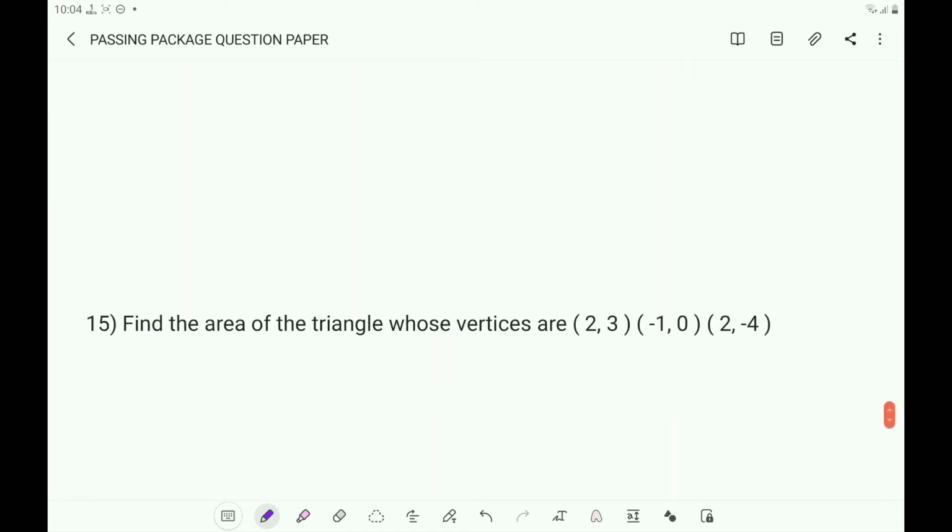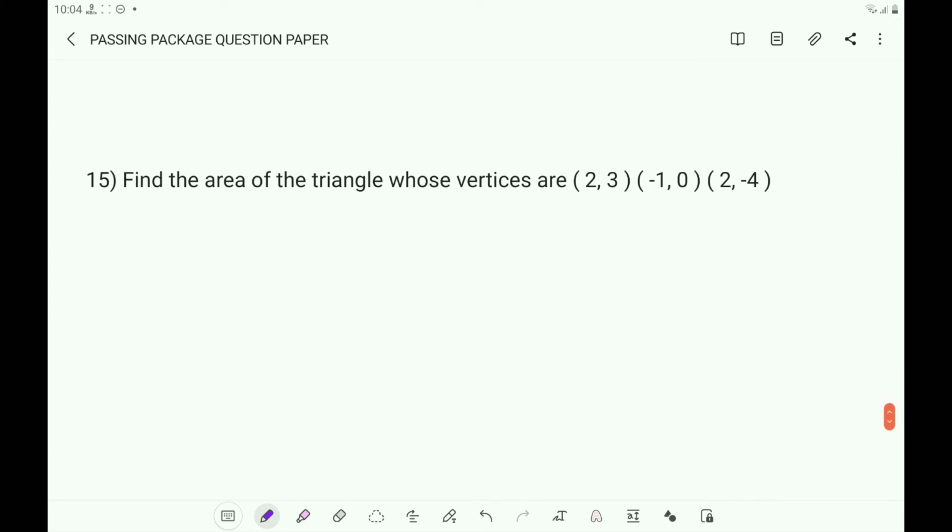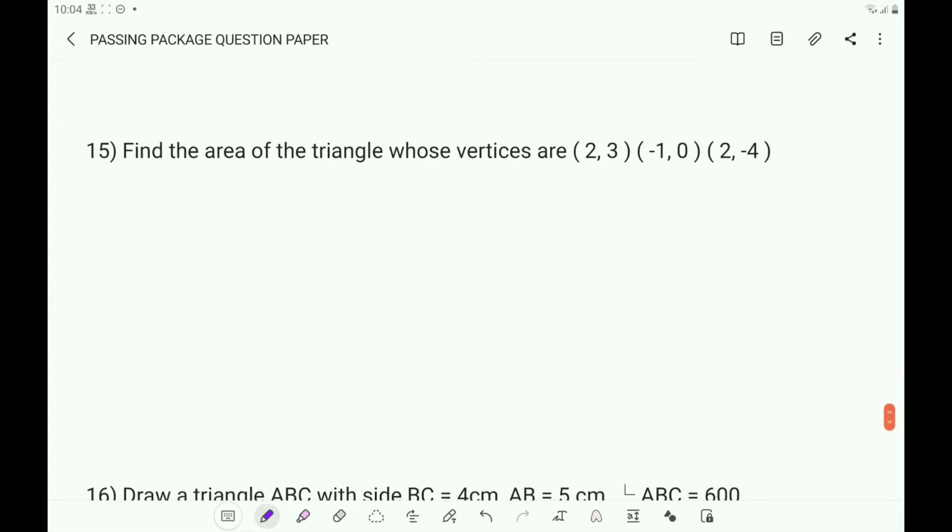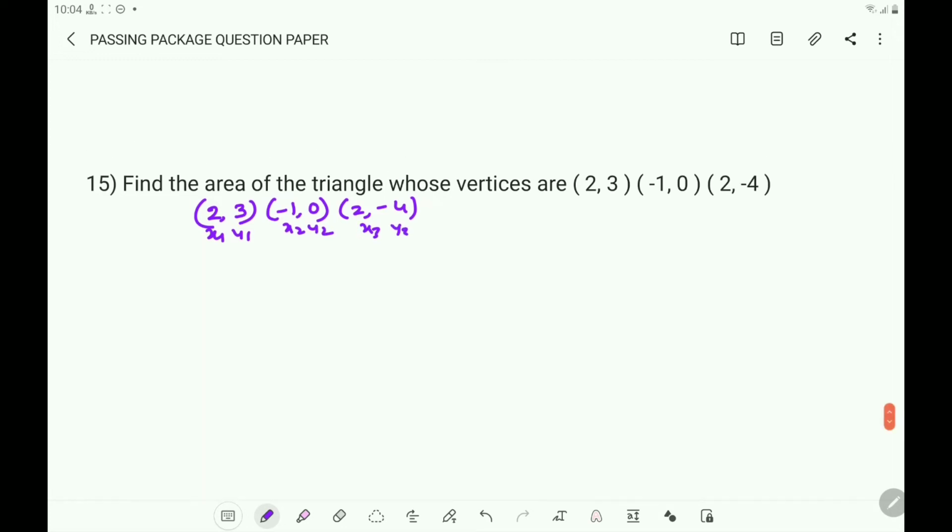Next question. Find the area of the triangle whose vertices are (2, 3), (-1, 0), (2, -4). You take the points (2, 3), (-1, 0), (2, -4). So you take x1, y1, x2, y2, x3, y3. Write the formula for the area of the triangle. What is that formula?